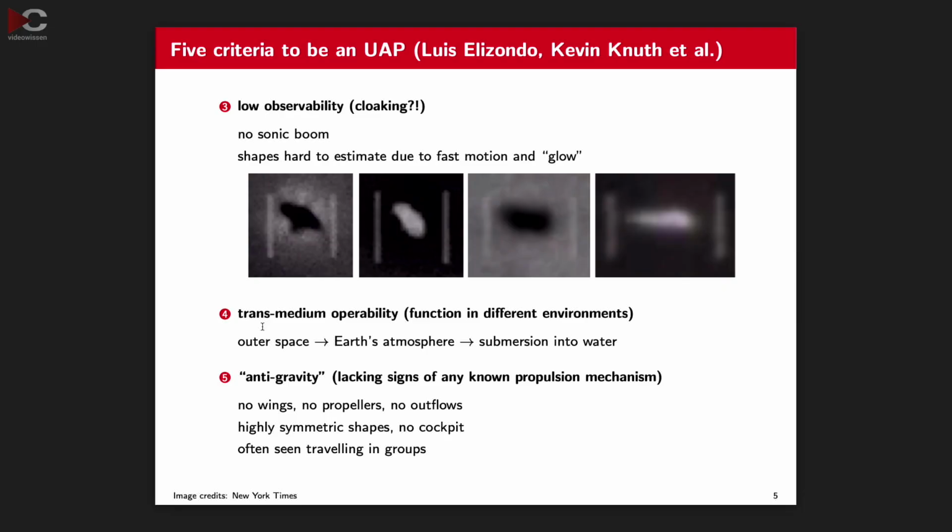This means that we lack any signs of the propulsion mechanism of these vessels. So there are no wings, there are no propellers, and when they hover over water, we do not see any outflow of any combustion mechanism. In addition, they usually have a highly symmetric shape, and there doesn't seem to be a preferred direction in which they would like to go. What will play a role later, they are often seen to travel in groups, which I will use later to put forward my idea how this anti-gravity feature can be realized with known technologies.